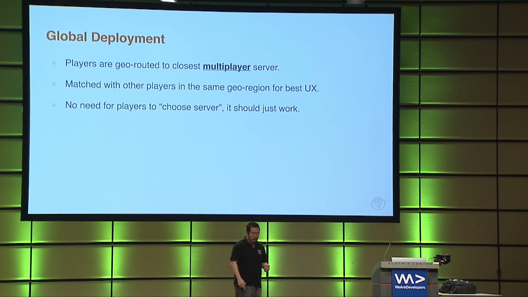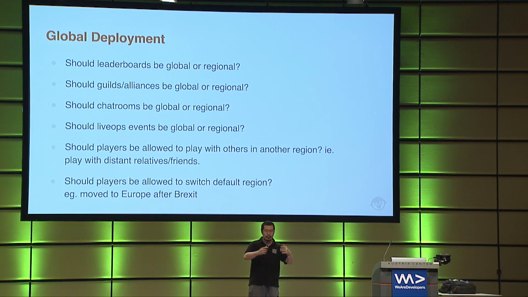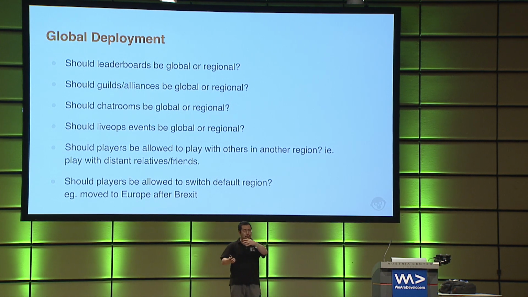At the same time, having this global deployment and having this segregation of user base also has some impact on how we design our game as well. If you have a segregated user base, do you still want to have a global leaderboard showing everyone? And do you still want to have a group chat and alliances, those kinds of social features, at a global level, or should they be regional now as well?